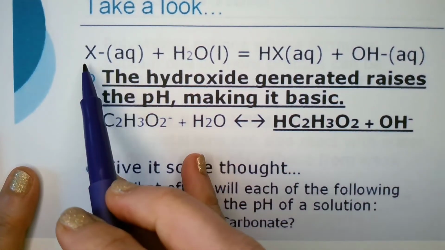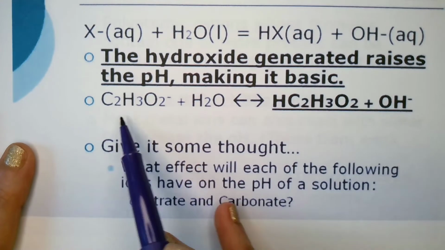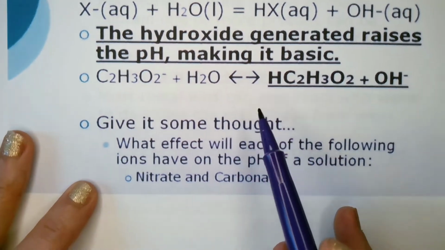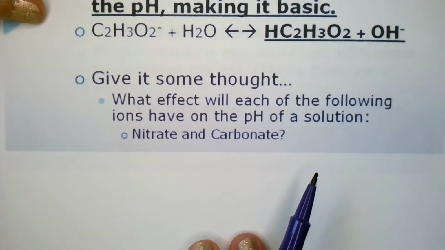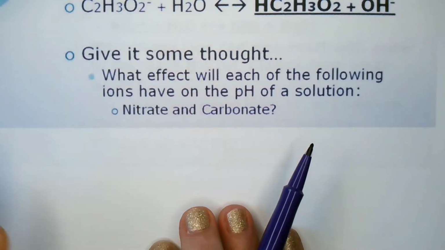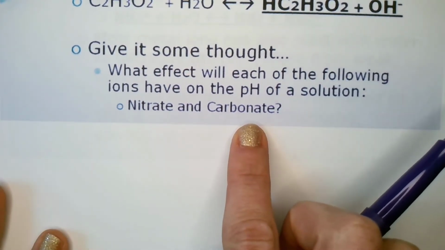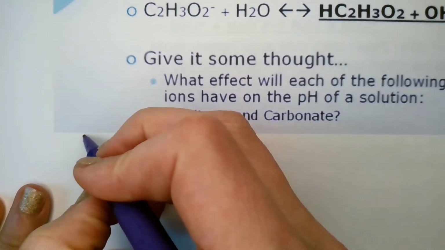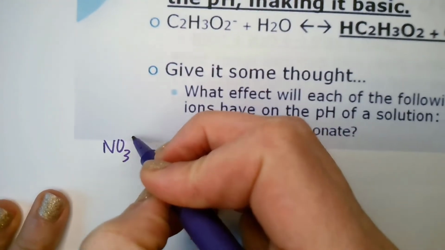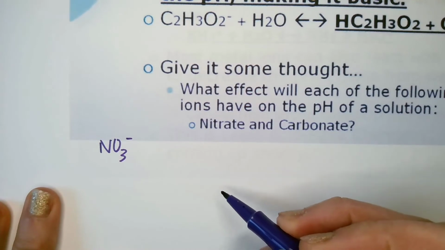Let's look at another example. We just did this first one. Well, this is just kind of a generic look, and we just did acetic acid on the slide before. So let's look at this example. What effect will each of the following ions have on the pH of a solution? We've got nitrate and carbonate. So let's look at nitrate.